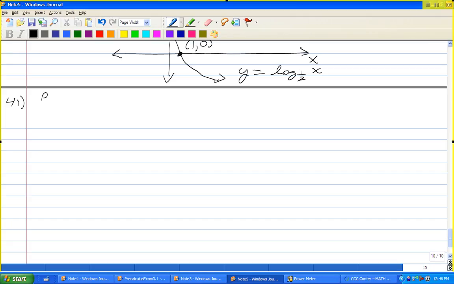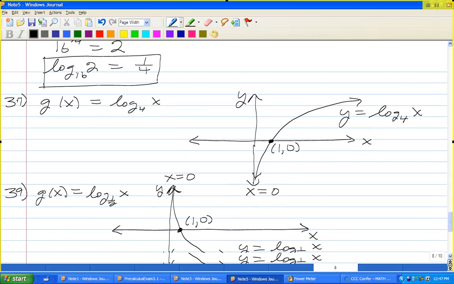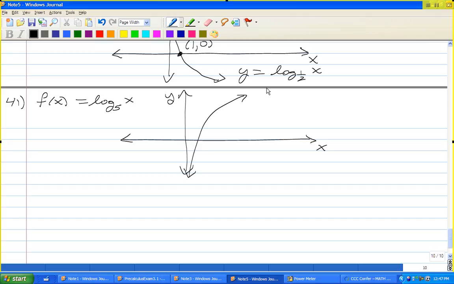F of x equals log base 5 of x. Well, it's going to look almost identical to the previous one. It'll just be a little steeper, that's all. So this is a graph of y equaling log base 5 of x. The x-intercept is at (1, 0), and the vertical asymptote is x equaling 0.